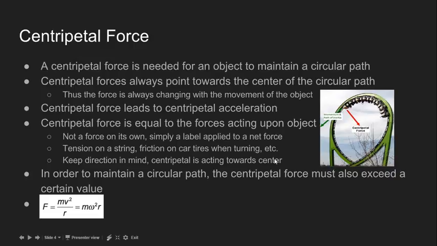In order to maintain a circular path, the centripetal force must also exceed a certain value. What that means is your centripetal force has to be equivalent to this equation down here, F equals mv squared over r, meaning the faster you're going or the faster you're rotating, the greater centripetal force you're going to need. And of course, the greater the mass, the greater the force you would need. So that's why m's there.